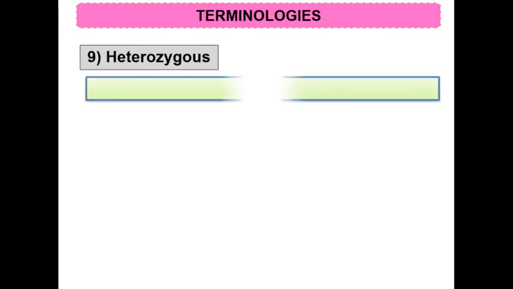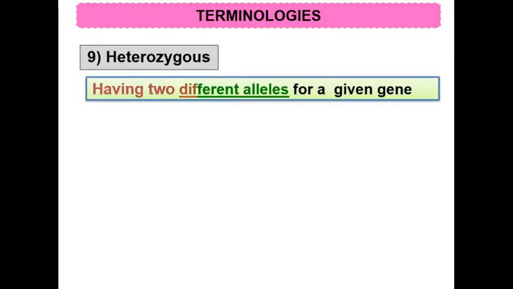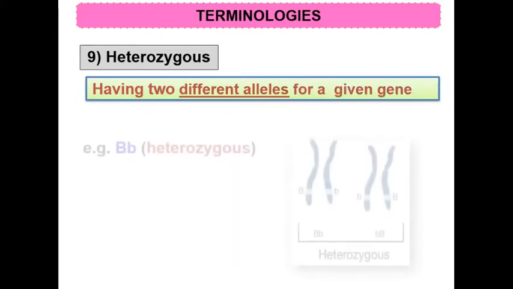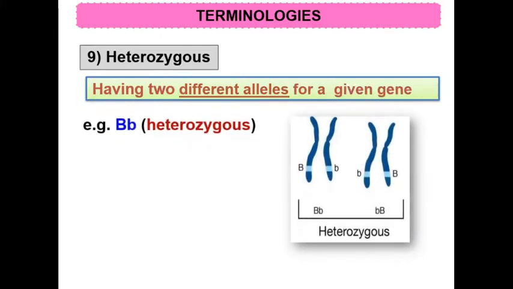Heterozygous. Heterozygous is when having two different alleles for a given gene. For example, capital B, lowercase b. The capital letter always precedes the lowercase, and the heterozygous pair only determines the dominant trait.